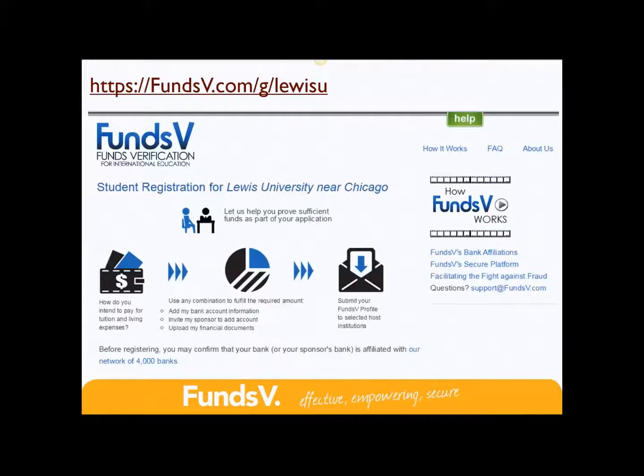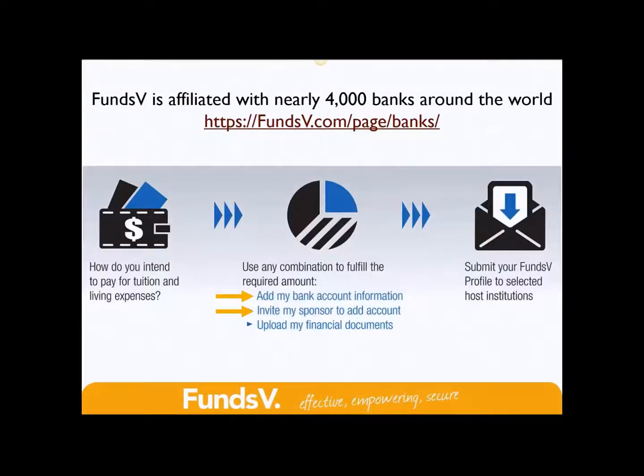So in this example, the student follows that unique link to Lewis University's portal within FundsV. All data generated via that unique URL is shared only with that host institution which originally referred the student to us. So the student is presented with 3 options to satisfy the requirement. The first 2 options involve the electronic transfer of banking data if the student's or sponsor's bank is part of our network of nearly 4,000 banks.